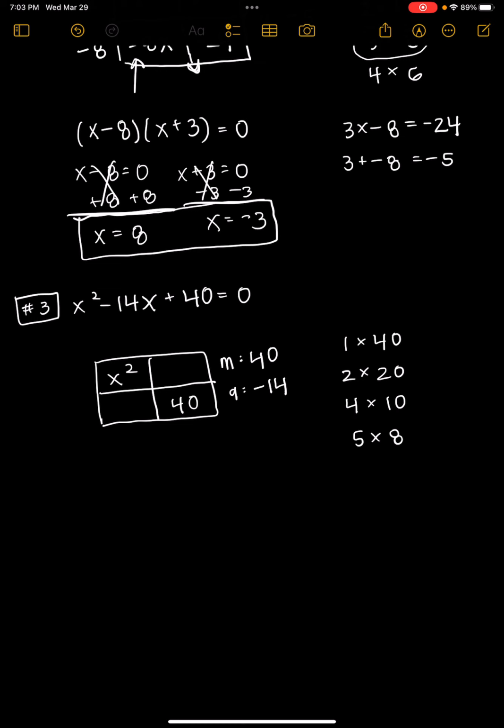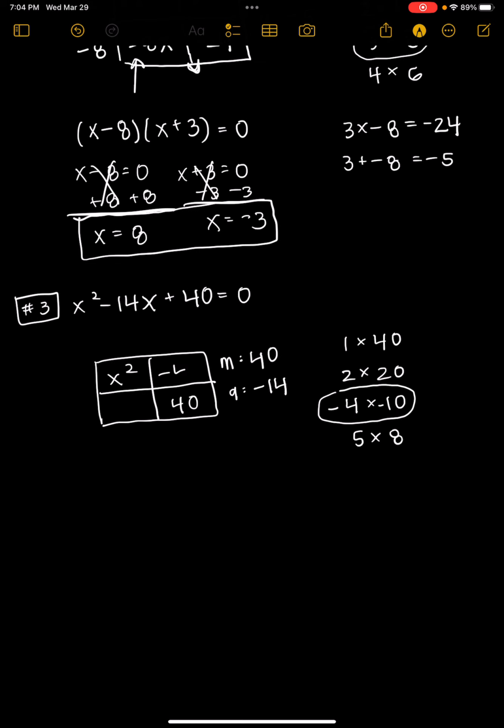In order for that to work, both numbers have to be negative because we know that a negative times a negative is a positive number, but a negative plus a negative is a negative number. So we want both of the numbers to be negative. And if I want to add to be negative 14, I'm going to say it's 4 and 10, but I'm going to make a negative on both of them. So negative 4 times negative 10 is a positive 40, and a negative 4 plus a negative 10 is a negative 14. So those work.